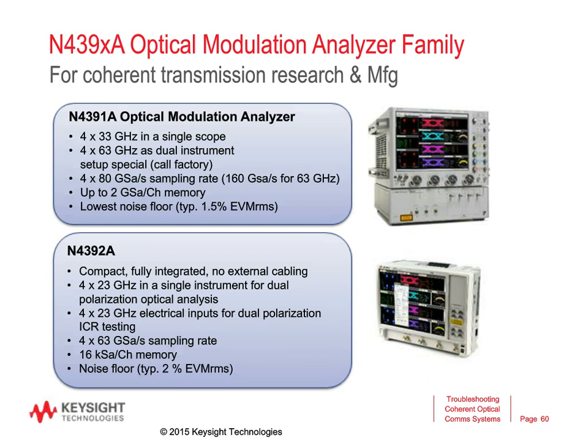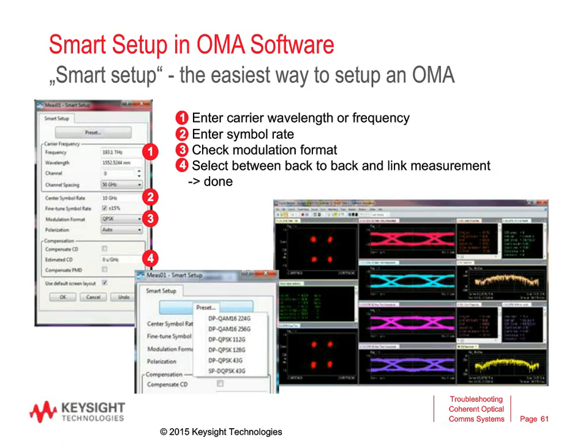The lower instrument here, that's our portable version of the optical modulation analyzer, compact, fully integrated, 4 times 23 gigahertz, slightly lower, but also it has 4 electrical inputs for dual polarization integrated receiver, coherent receiver testing. We also have a piece of software that does the analysis. Inside we use 63 gigasample A to D converters, and the noise floor is slightly higher, typically at 2% EVM RMS. So these are typical values. We see numbers even below the 2%.